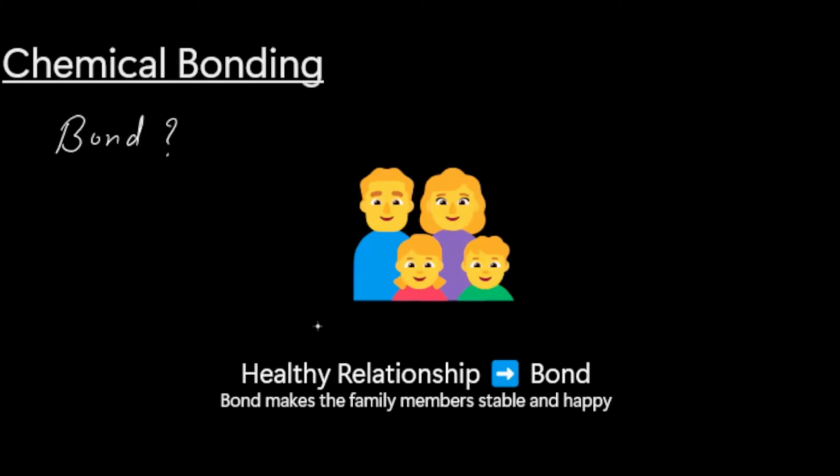Here you can see a family picture, parents and their children. Here in this family, the healthy relationship between these family members creates a bond, and this bond makes the family members stable and happy, right?